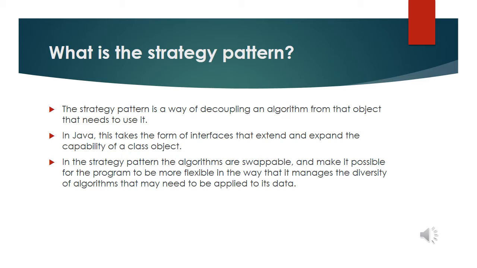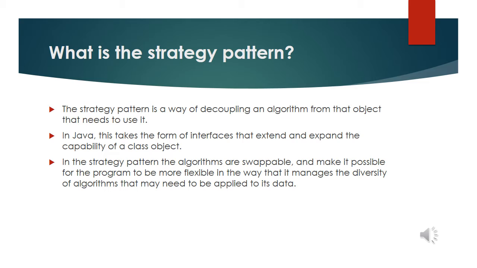Specifically in Java, this takes the form of interfaces that extend and expand the capability of a class object. So for example, if you wanted to implement an interface in your Java class, you would simply put the name of the class followed by implements and the name of the interface. And then in that interface, you would define behaviors that class object would be able to do. And to be a little more concrete, these would be alternate ways of doing tasks that class object would have to do.